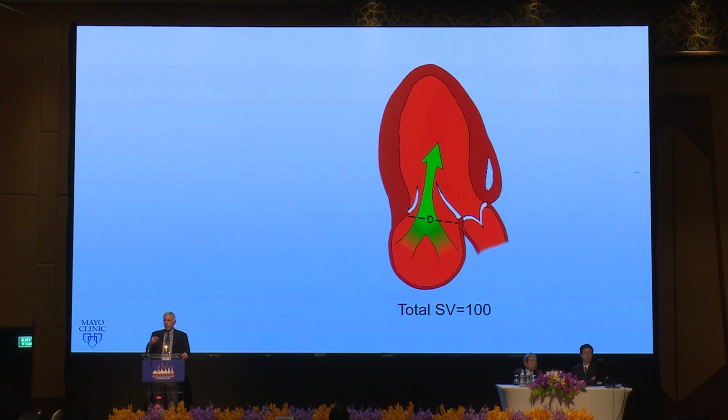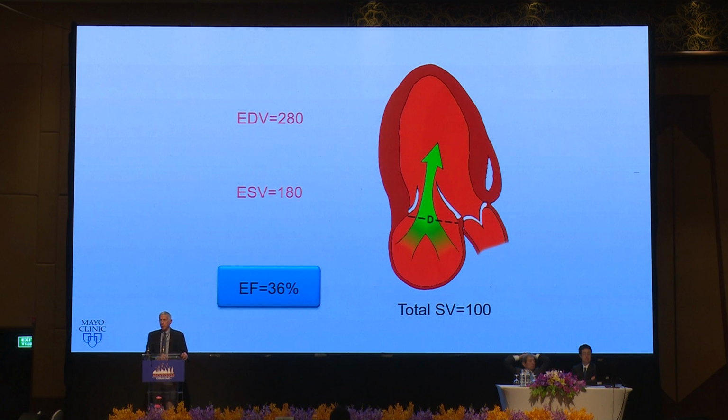And let's give the patient a larger stroke volume. Let's say you come off bypass and the stroke volume is 100 rather than 80. So you have an end-diastolic volume of 280, a total stroke volume of 100. That means you have an end-systolic volume of 180, and your ejection fraction is 36%. So what happens when you correct a regurgitant lesion is that the body adjusts to give you a forward stroke volume that's appropriate. Maybe it's higher than normal, but that may mean that your end-systolic volume is increased and you have a decreased ejection fraction.